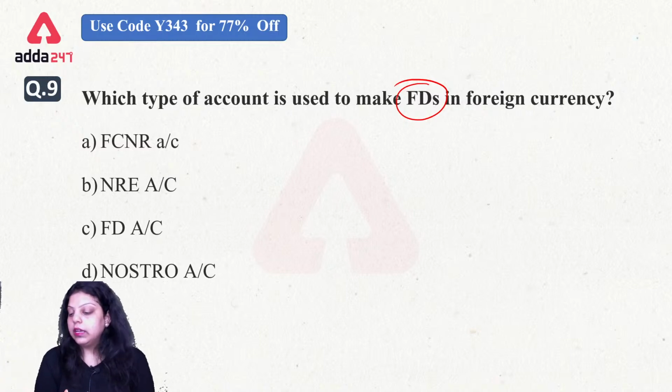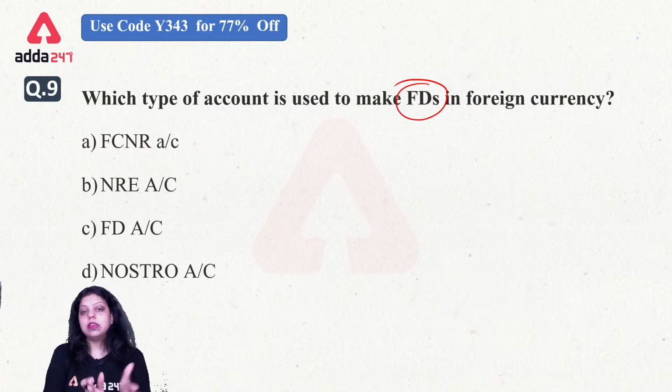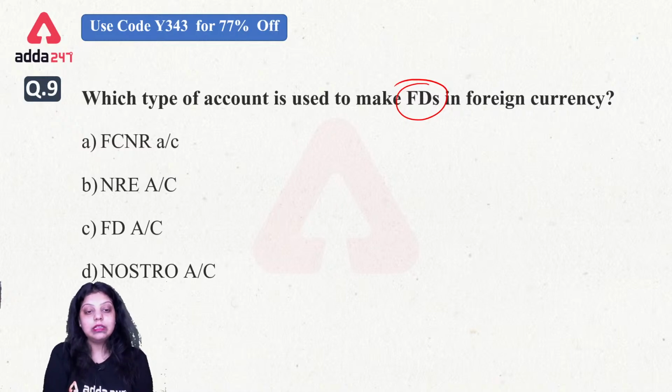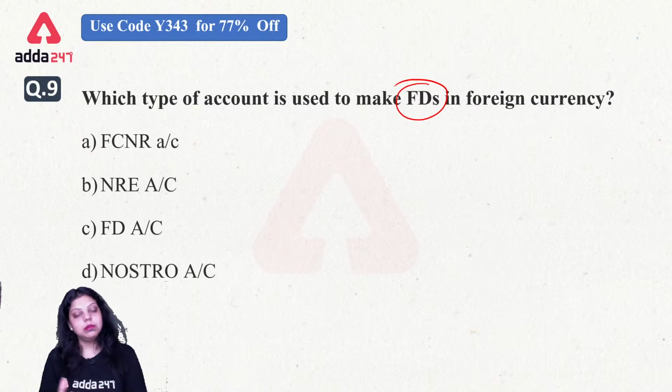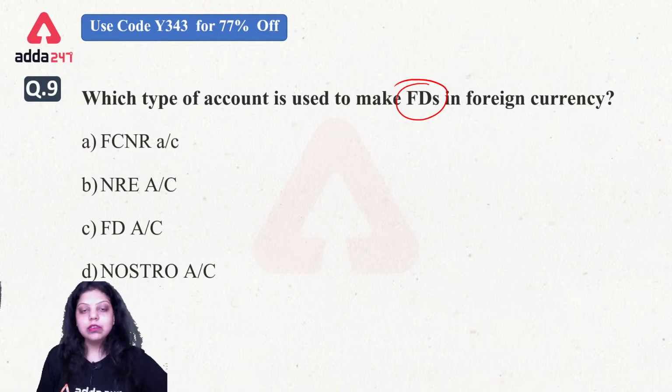Okay, so in an FCNR account, you can maintain your FDs in the particular foreign currency in which you want, for a minimum period of 1 year and a maximum period of 5 years. Earlier it was 3 years, but RBI has extended it from 3 years to 5 years. So the right answer will be FCNR.